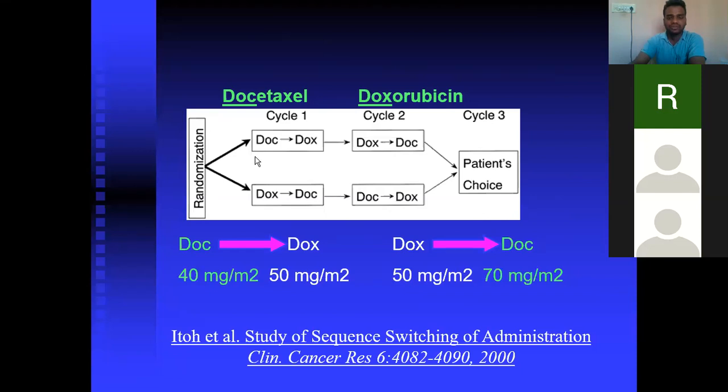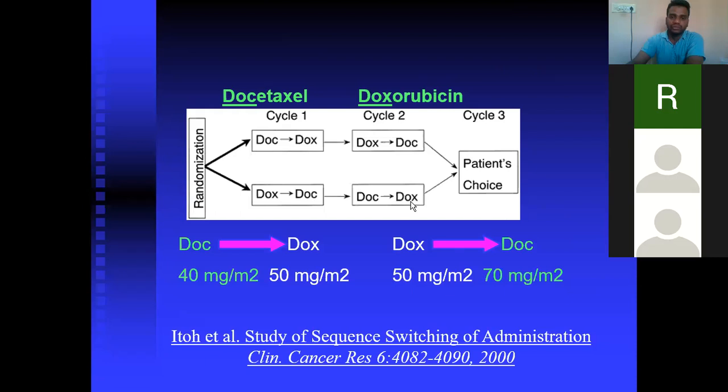Docetaxel and doxorubicin cycle. You know, chemo is given in cycles. This is taken from a study, but we even apply it now in our practice. This is from a study around the year 2000. So for cycle one, for one set of patients they give docetaxel followed by doxorubicin. In cycle 2, they interchange it, doxorubicin and docetaxel. And in cycle 3, it's up to the patient's choice, what they want to do.